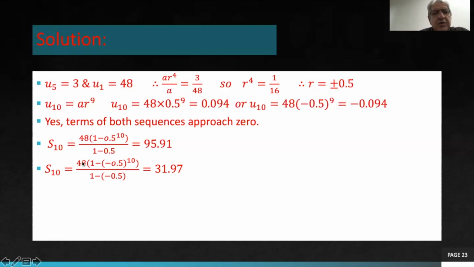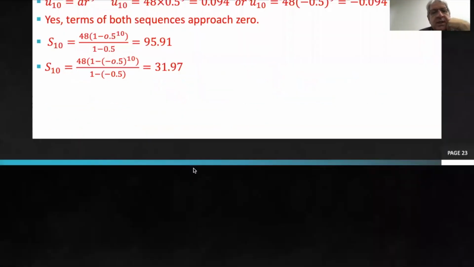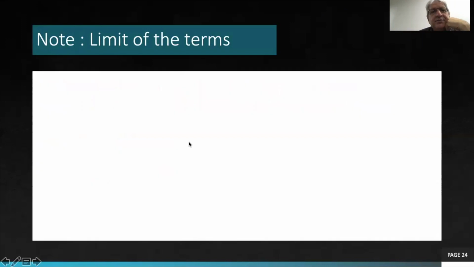therefore here you are going to get 48 times (1 minus negative 0.5 to the power of 10), which doesn't make a difference, but here is the difference. 1 minus negative 0.5 will be a different value from here. Therefore, now you can find this. You are going to get 31.97. Therefore, that is dependent on the value of r. The S10 will be different. Okay, this is done. Therefore, we have done.